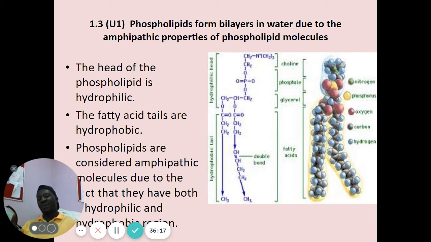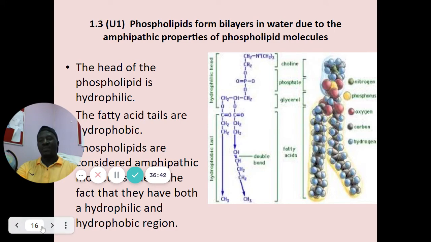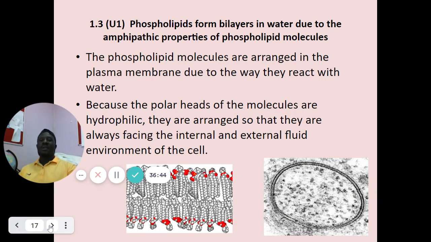It's amphipathic because it has the hydrophilic head and hydrophobic tails. So it has both regions, the water-loving region and the fat-loving region. The water-loving region is fat-hating, and the fat-loving region is water-hating. So that's where the word amphipathic comes from.